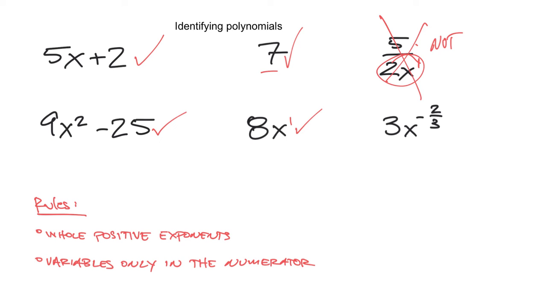And then I have 3 times x to the -2/3. There's all sorts of problems here. I have a negative exponent. That's bad. And I have an exponent that is not a whole number. Also bad. So this is not a polynomial, okay?